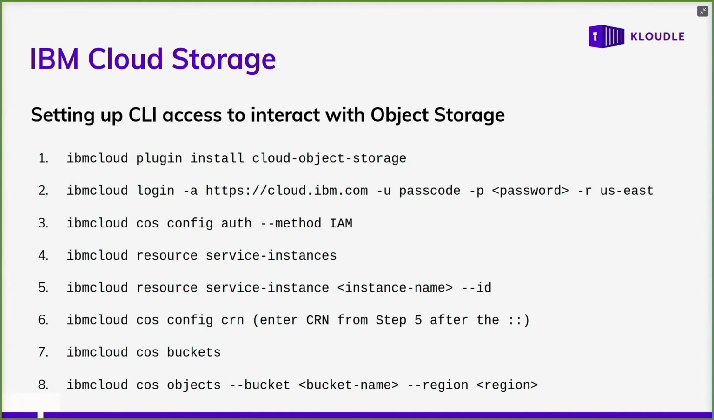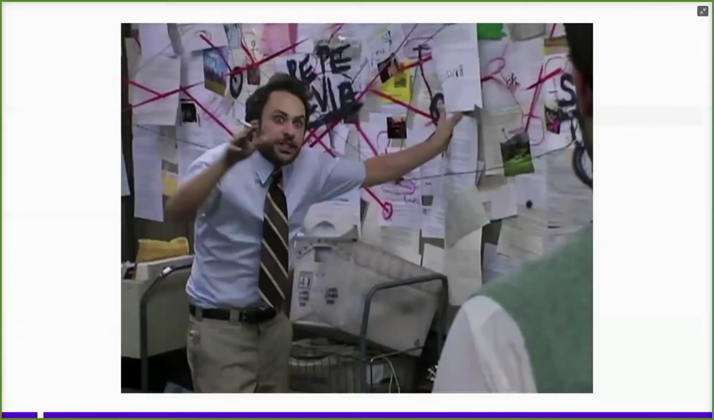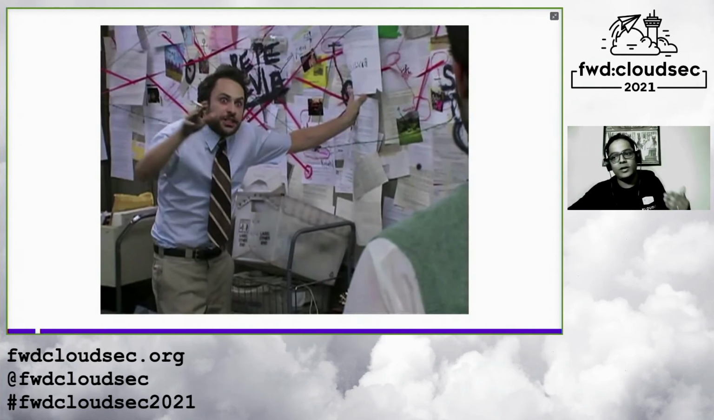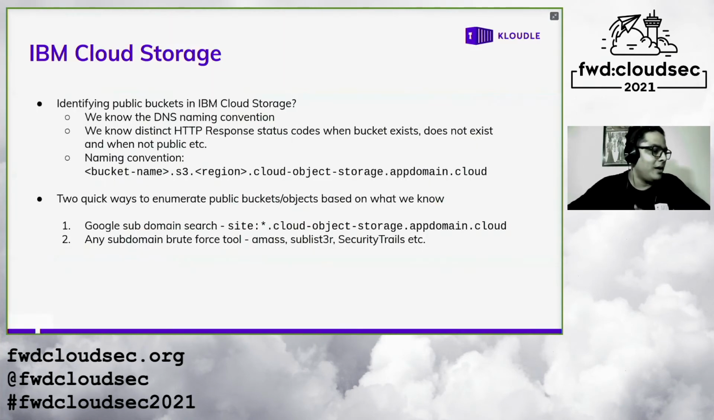But before I get there, while setting up CLI access to interact with IBM Cloud Object Storage, there were a ton of commands that I had to run just to ensure that the CLI is prepped. I had to install a separate plugin to interact with the Cloud Object Storage. I had to log in. I had to enable a config auth telling the plugin that I want to use IAM, and enumerate the service instance. Then from the service instance, figure out the CRN and then list buckets. I had to create a separate config for this. That was me after I figured out the whole list of commands, because all of these commands are not in a single place in the documentation.